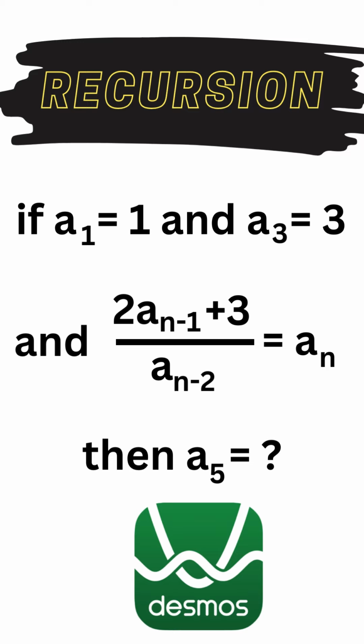If a sub 1 equals 1 and a sub 3 equals 3 and (2 times a sub n minus 1 plus 3) divided by a sub n minus 2 is equal to a sub n, then what is the value of a sub 5? All right, so this is a recursion pre-calculus type problem, and I'm going to show you how to do this on Desmos.